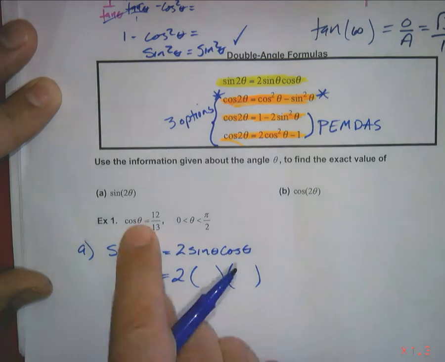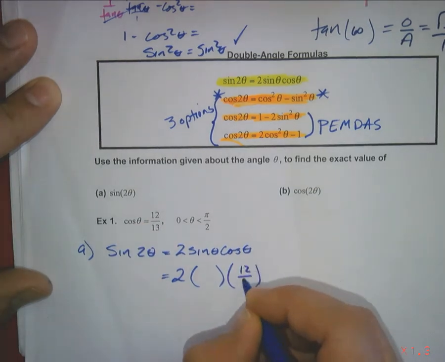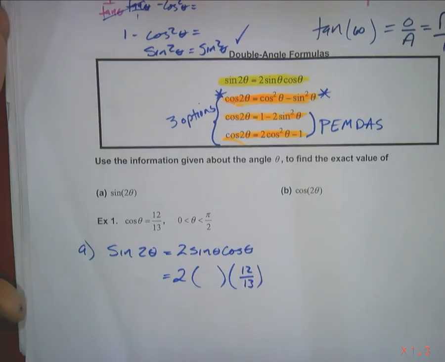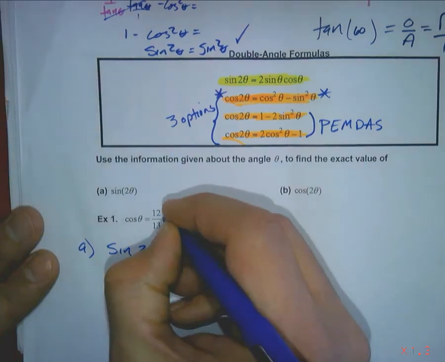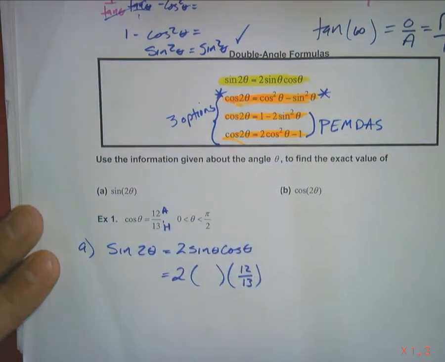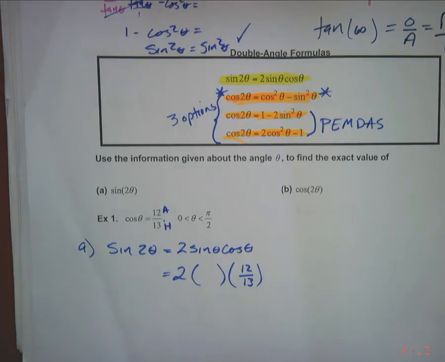Well, cosine they gave me, 12/13. And what they didn't tell me is what sine is. So that's where I go off to the side and I have to figure out what in the world is that, opposite over hypotenuse? Okay, they gave me A and H. We want to go ahead and find O over H, the sine, the SO from SOHCAHTOA. So off to the side, I'm going to make that little triangle.